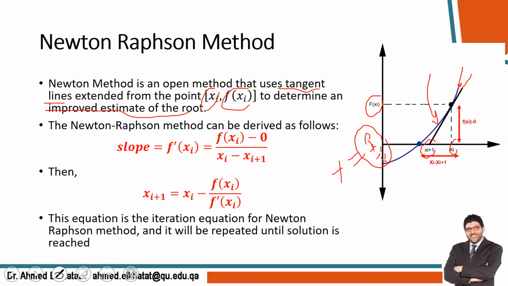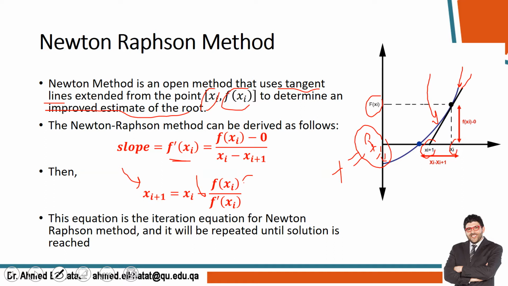Then the slope, or f dash xi, equals f of xi minus 0 over xi minus xi plus 1. By rearranging, I can get xi plus 1 equals xi minus f of x over f dash x, where f dash is the derivative of this function. So I can use this equation as an iteration to get an improved estimate of the root every time.